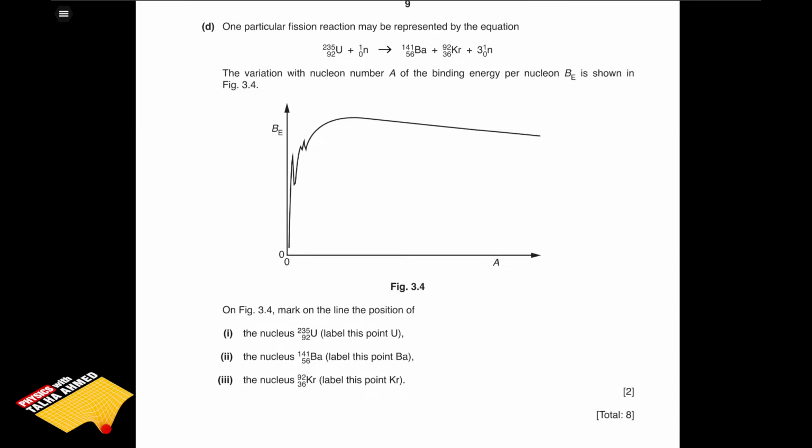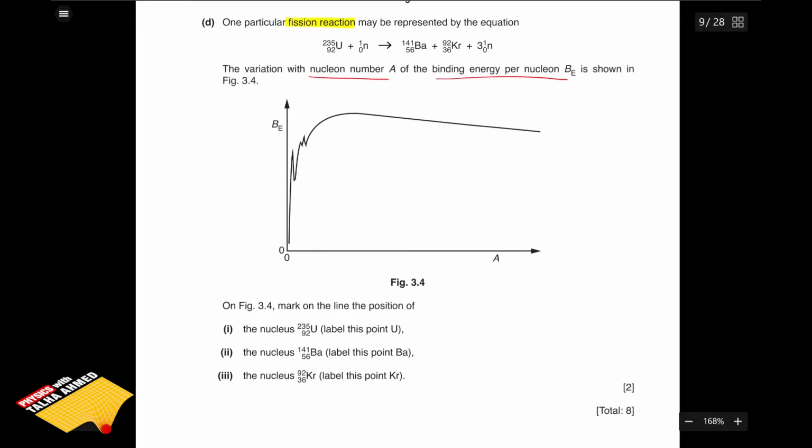Okay, so part D deals with another graph, but this one is not actually a graph that you have to sketch or anything. This is a graph of binding energy per nucleon on the y-axis versus nucleon number on the x-axis for all the elements in the periodic table. Now, about this graph, first of all, you should memorize this shape. You should know it to solve many of the questions in nuclear physics.